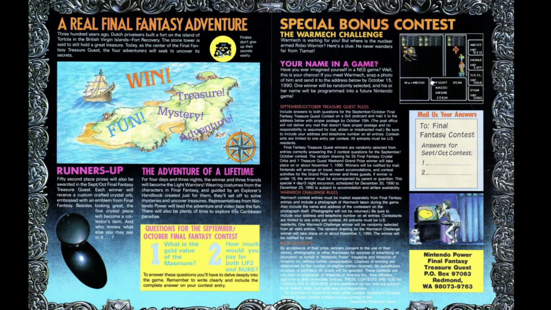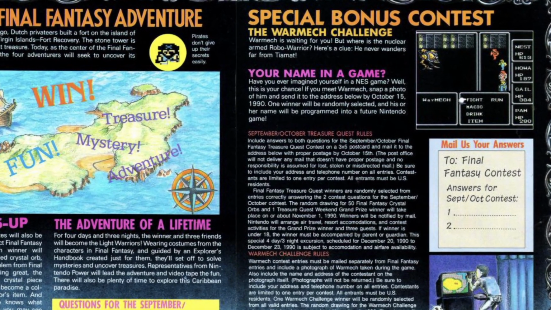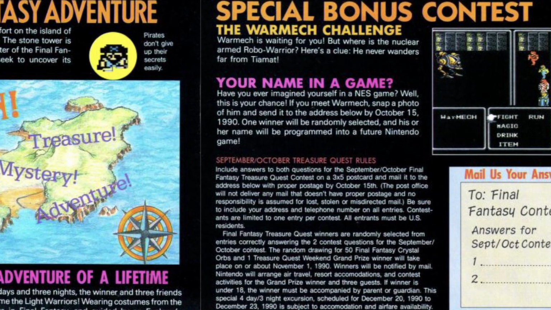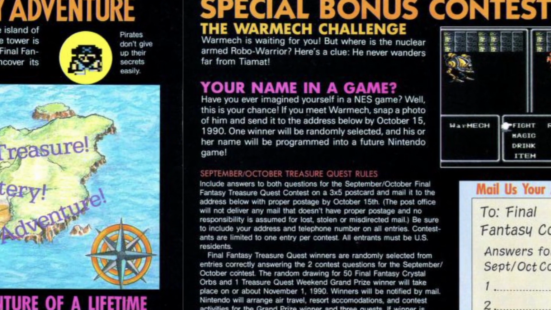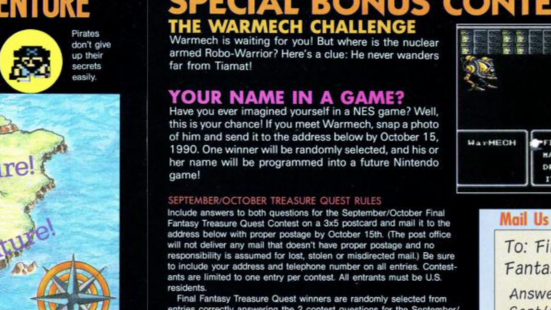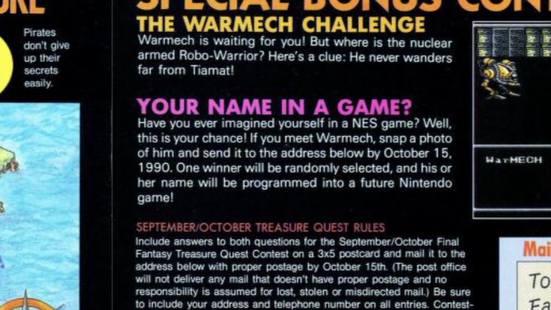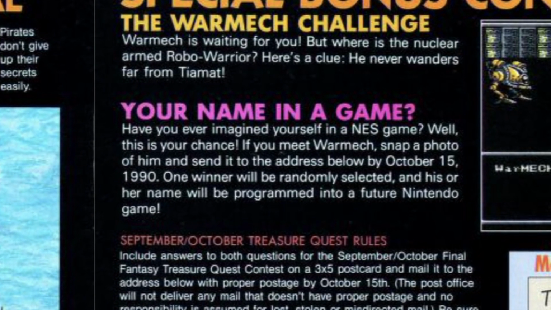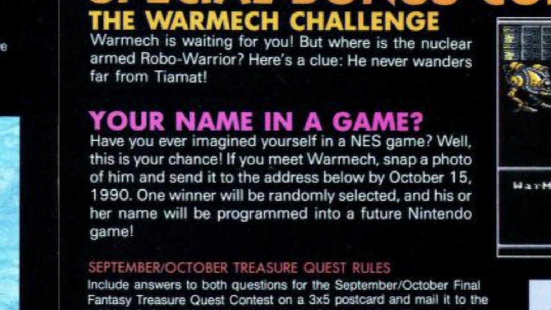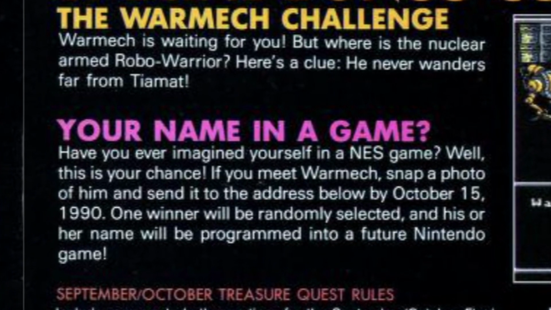Okay, next up, who is Chris Houlihan? In the early 1990s, Chris Houlihan supposedly won a competition in Nintendo Power. The winner would have his or her name added into a Nintendo game. Contestants had to take a photo of themselves with a rare Final Fantasy boss called Warmech. At the time of the contest, it wasn't even known which game the name would appear in, and actually it was originally advertised as a NES game. But the actual game was announced as The Legend of Zelda: A Link to the Past at a later date, but I'll go into that in a minute.